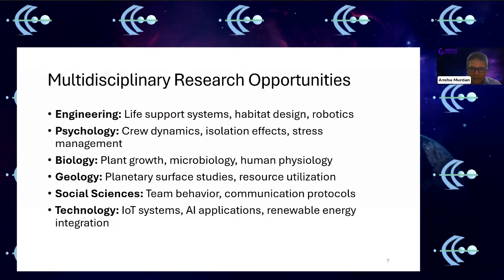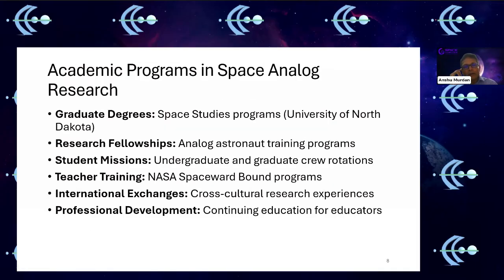Okay, so I'll just go faster on these, right? These are quite straightforward. Now, academic programs in space analog research. We do have a few universities that are giving specialized programs in space studies, like the University of North Dakota. In the US, you have very many others, right? Research fellowships, so analog astronauts getting hands-on training and hands-on field studies. These are often linked to the Mars Society, HISEAS, and ESA labs, but others also come, right?